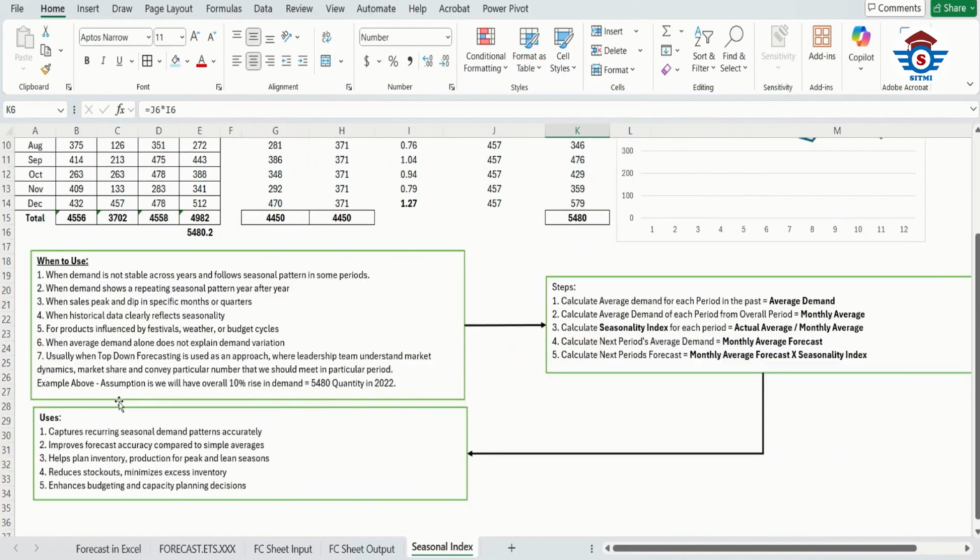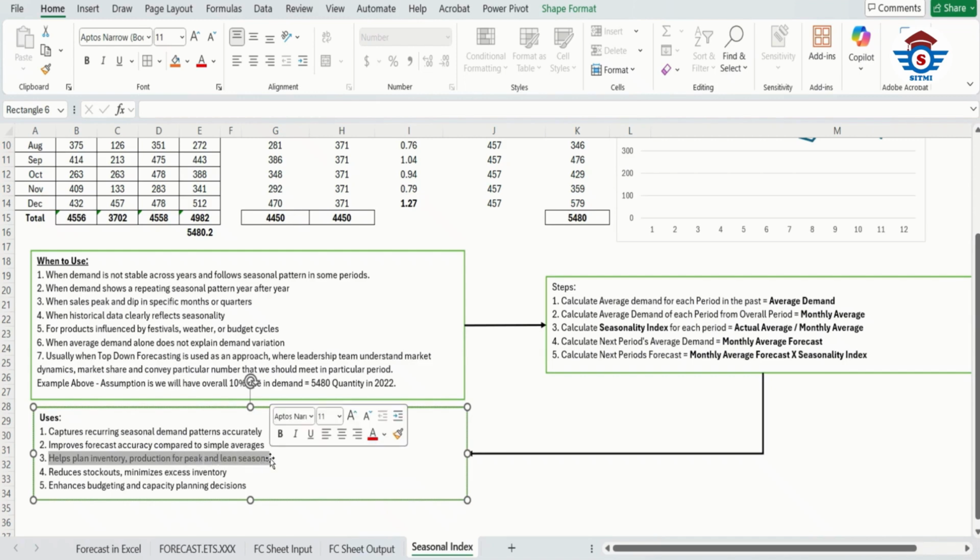The next benefit is it improves forecast accuracy compared to simple averages. Then third, it helps to plan inventory and production for peak and lean seasons. Once we know there is a seasonality pattern, we can understand when we have to plan inventory and production in the peak and lean seasons. Certainly, it also helps to reduce stockouts, minimize excess inventory, and finally, it encourages good planning for budgeting and capacity requirements in the organization.